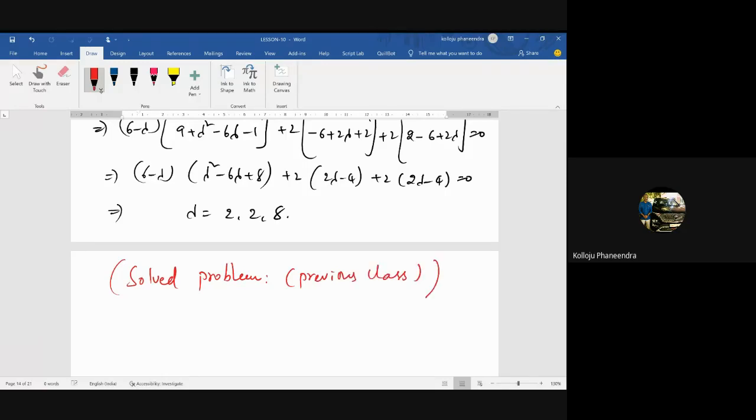Don't write this in the exam. If you write solved problem from the previous class, you won't get the answer. So you have to solve this one.